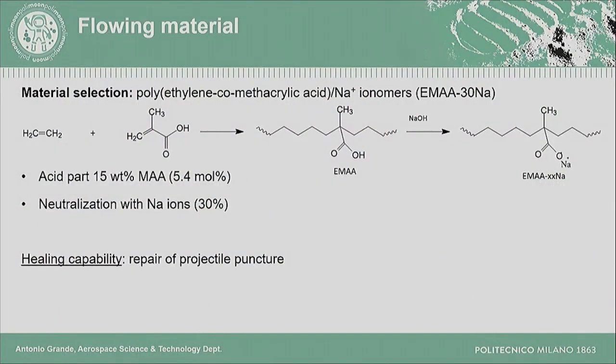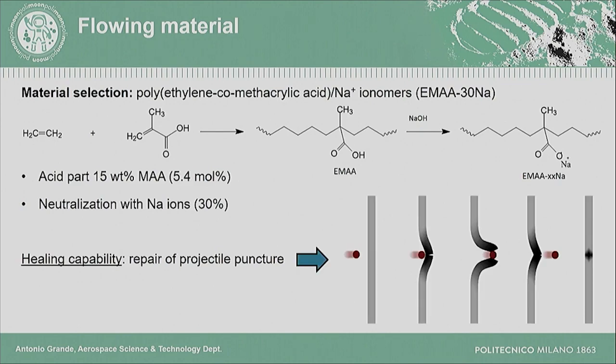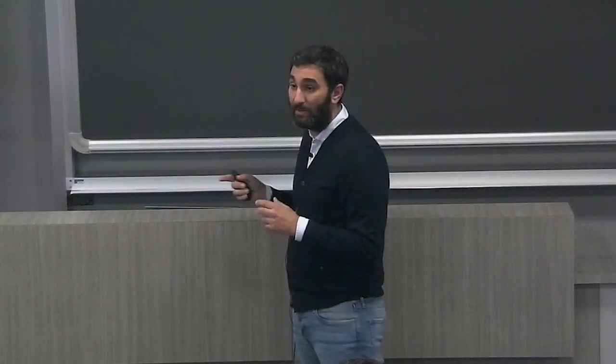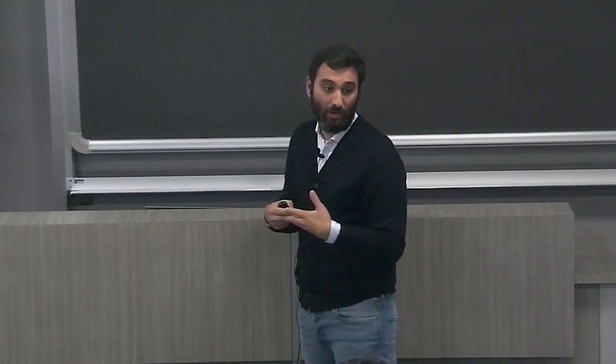The first material that we selected, or tested, for this application is an ionomer. It's a polymer composed of two parts. It's a copolymer formed by ethylene and methacrylic acid, and the acid part is neutralized by ions. In this particular case, it is sodium ions, and these bonds are the reversible ones inside the polymeric material. What we want to check is the capability of this material to repair after a projectile passes through it. So the projectile passes through the material, and the material itself is able to close and seal the hole.